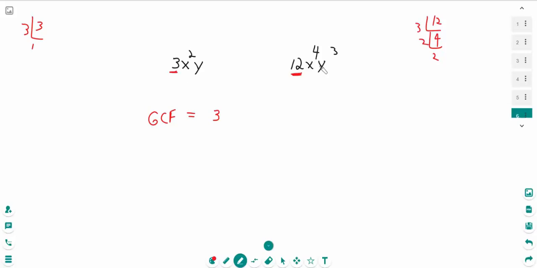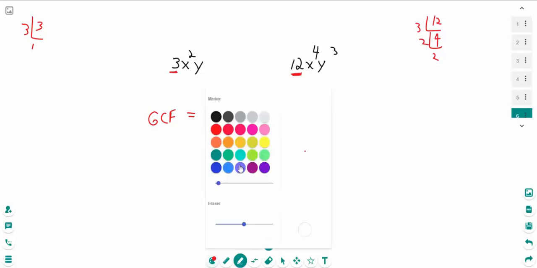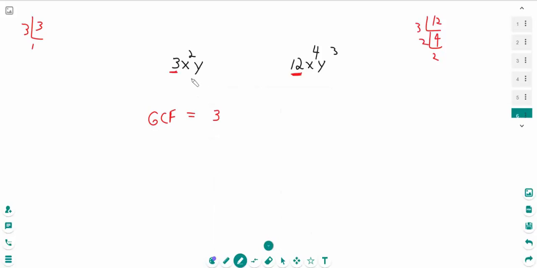But the letters are the part that might be a little more complicated and might confuse you. But let's take a look at it. What does x squared y mean? Another way to write this whole term would be 3 times x times x times y, right? X squared just means x times x. So I'm just eliminating the exponents by spreading everything out: 3 times x times x times y. Over here, I'd have 12.